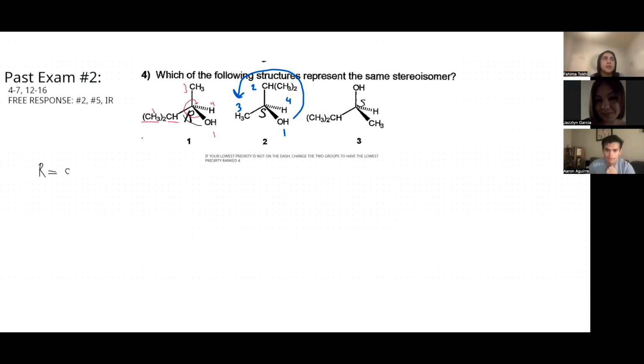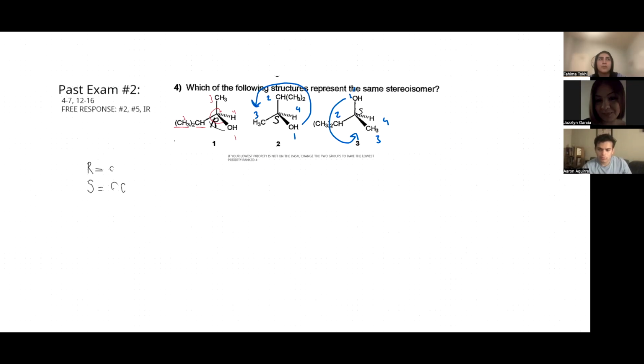R equals clockwise, and then S is going to be counterclockwise. This is an S. 1, 2. Yeah, this is a good one. 1, 2, 3, 4. Yeah, so these are not bad. All S. So then the same ones are 2 and 3. Yeah, nice. I think that one was pretty easy. Okay, cool. Now let's go to the second one.